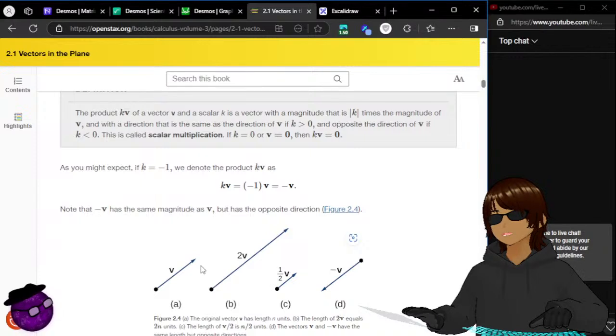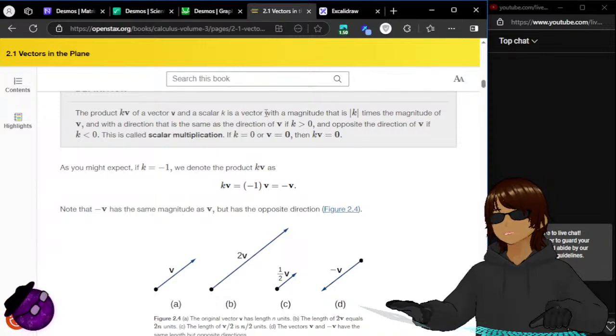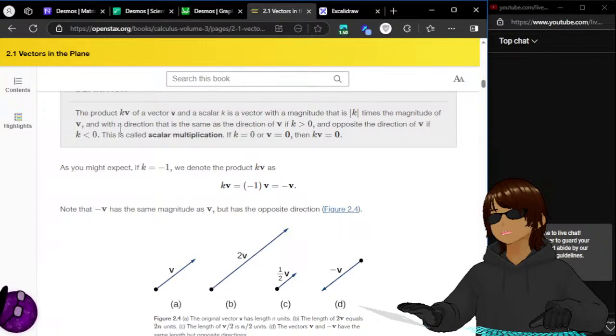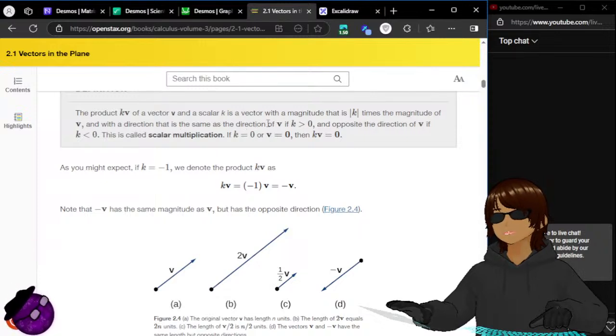So this is v. And then if we multiply it by a scalar, for example 2, now we get 2v. The direction remains the same, but the magnitude increases. The product kv of a vector v and a scalar k is a vector of magnitude that is k times the magnitude of v. And minus v would be the other direction. It has a direction that is the same as the direction of v if k is greater than 0, and opposite the direction of v if k is less than 0. This is called scalar multiplication.